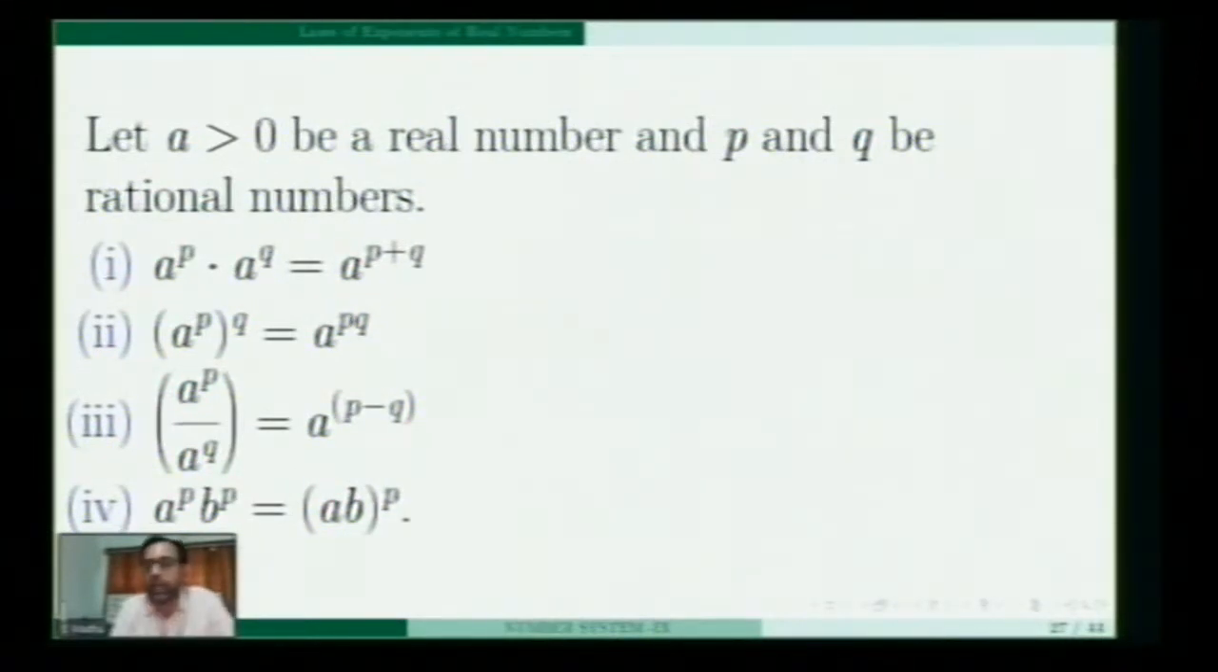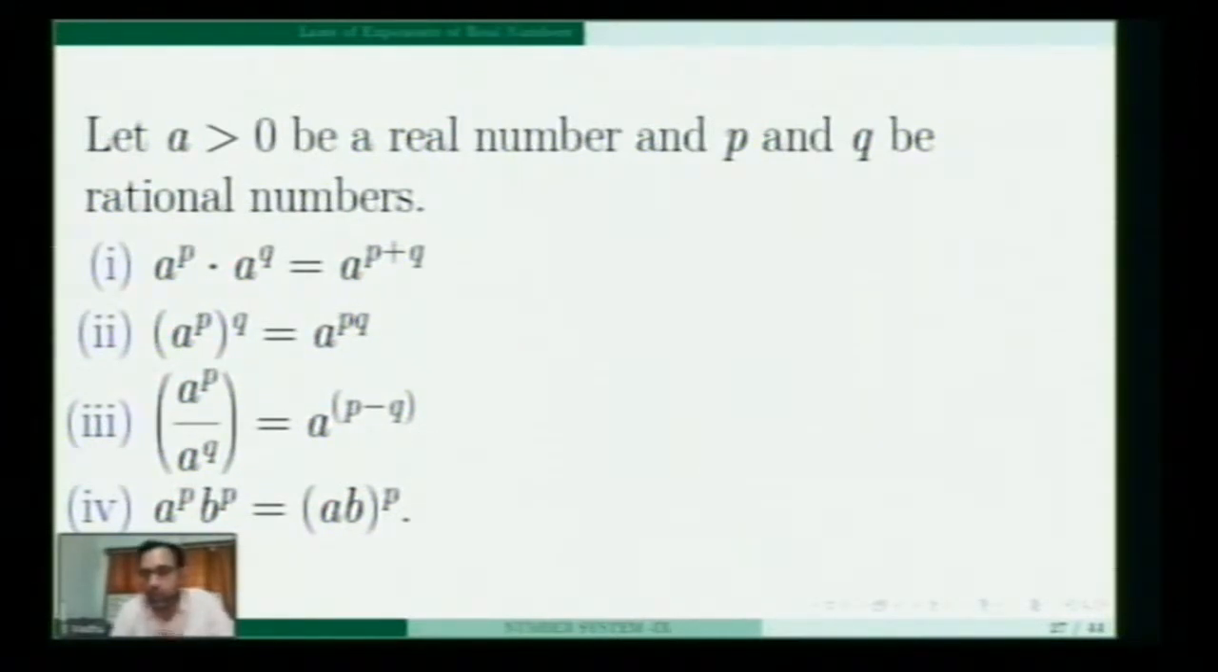So these laws are very easy. When a is a positive real number, and p and q are rational numbers, then a to the power p times a to the power q is equal to a to the power p plus q. a to the power p whole power q is a to the power pq. a to the power p divided by a to the power q is equal to a to the power p minus q. a to the power p times b to the power p is equal to ab whole raised to p. So we need not worry about whether p is greater than q or those things, because all these things we have now defined. We have extended our definition.